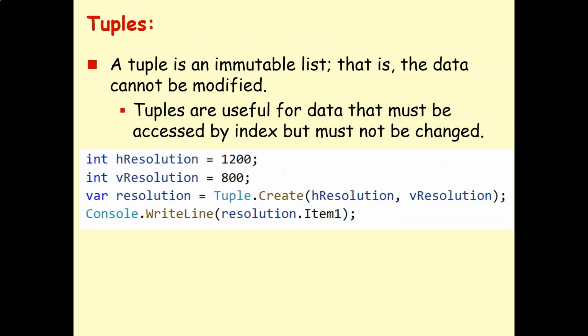Tuples are kind of like immutable lists. So once you create a tuple, you can't modify it. It's like a constant. So they're useful when we have values that we want to access by using an index position, but must not be changed once they're set. So here I'm creating a tuple to hold the horizontal and vertical resolution of maybe a screen or a window or something like that. And once it's created, I can no longer overwrite or change those values. They're set. So again, like a constant is to a variable, a tuple is to a list.